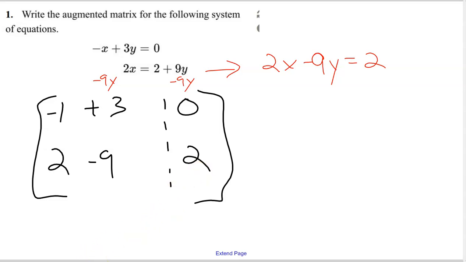Let's take a look at another example. Oh, just want to highlight that. Got the 2, the -9, and the 2.